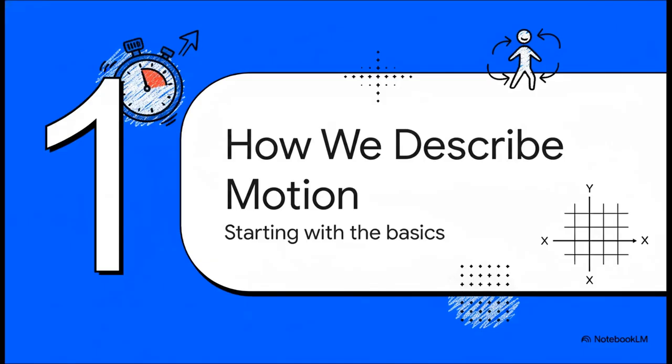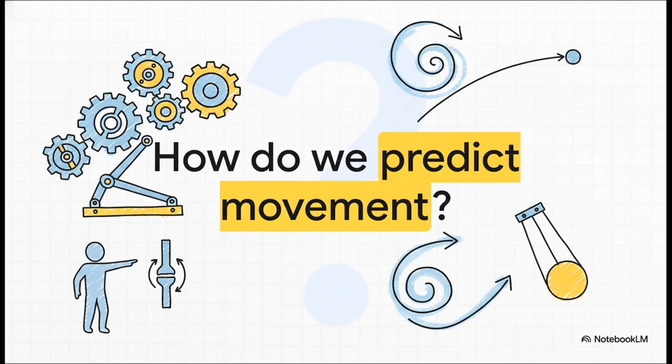All right, first things first. Before we can figure out how something is going to move, we need to agree on how we even talk about motion in the first place. Which brings us to the biggest question in all of dynamics, really. How on earth do we predict movement? I mean, where do you even start?